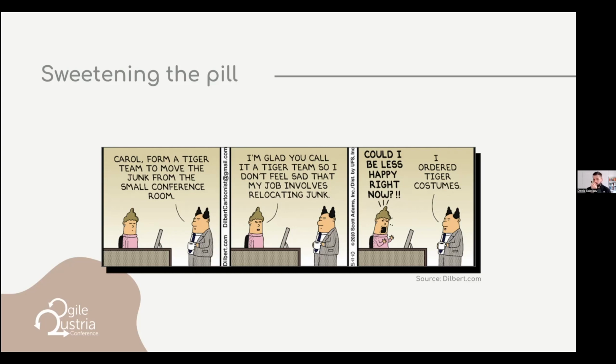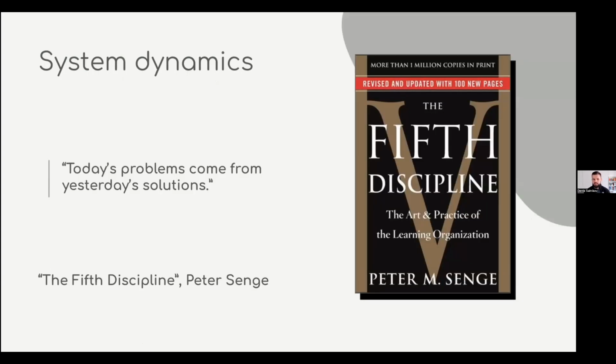What I also usually try to make people think about when they try to sweeten the pill is to remember that all problems they are currently facing are coming from the solutions they applied yesterday. This is one of the systems thinking laws. And if you want to deep dive into the topic of systems thinking, I suggest you check out the book The Fifth Discipline by Peter Senge. It's a very great book, which focuses on learning organizations. And a learning organization is kind of the foundation for actually being an adaptive agile organization.